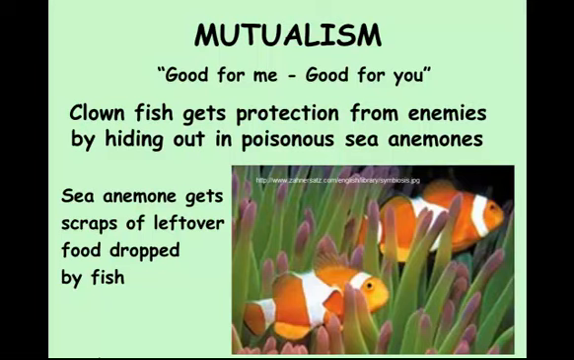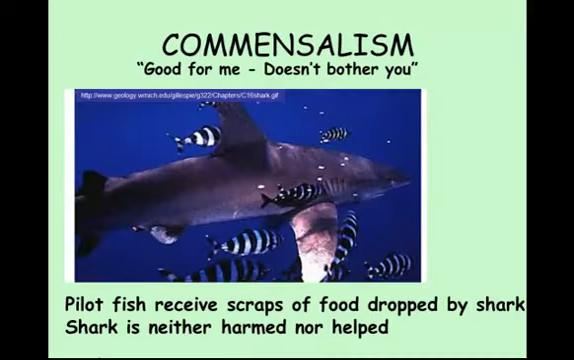So the fish are helping the anemones, and the anemones are helping the fish, and both of them are getting something out of that relationship. The second kind of symbiosis we talked about is commensalism, and good for me. So I'm getting something out of the deal, and you don't really care. It doesn't hurt you, doesn't help you.